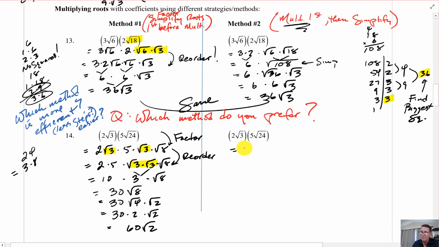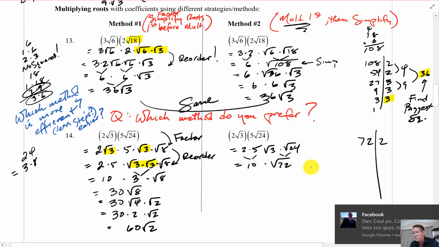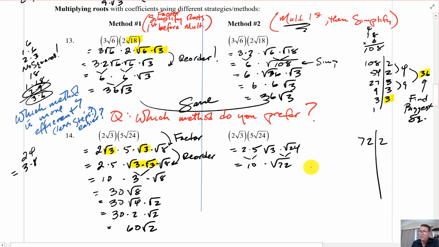So 2 times 5, and then root 3 times root 24. Here I get 10, and then here I get the square root of 72. 3 times 24 is 72, and then I have to go off to the side and factor the 72. The question is, do you guys know what 72 divided by 2 is? It's 36. Divided by 2 is 18. Divided by 2 is 9. Divided by 3 is 3. Divided by 3 is 1.